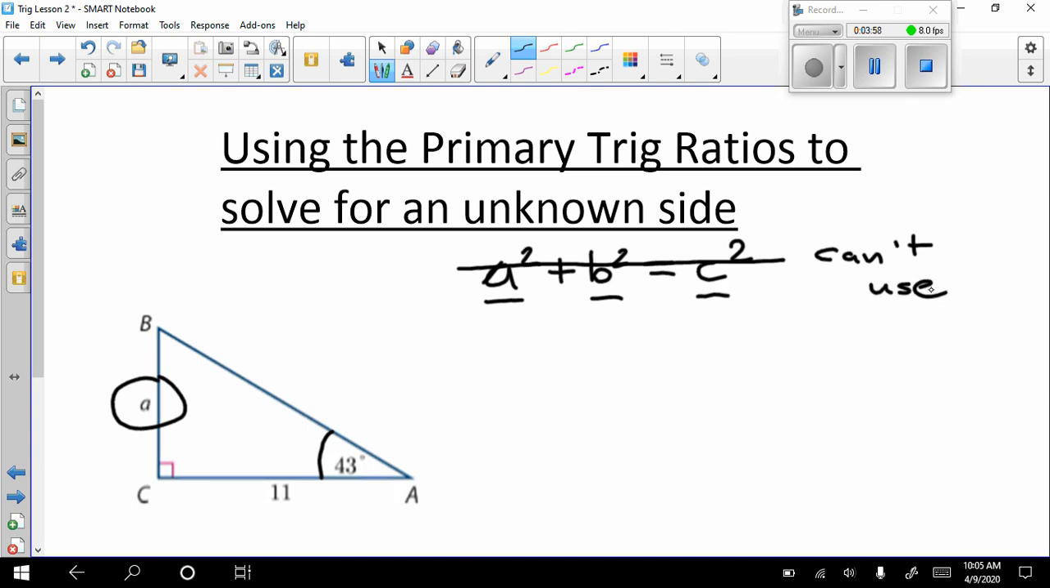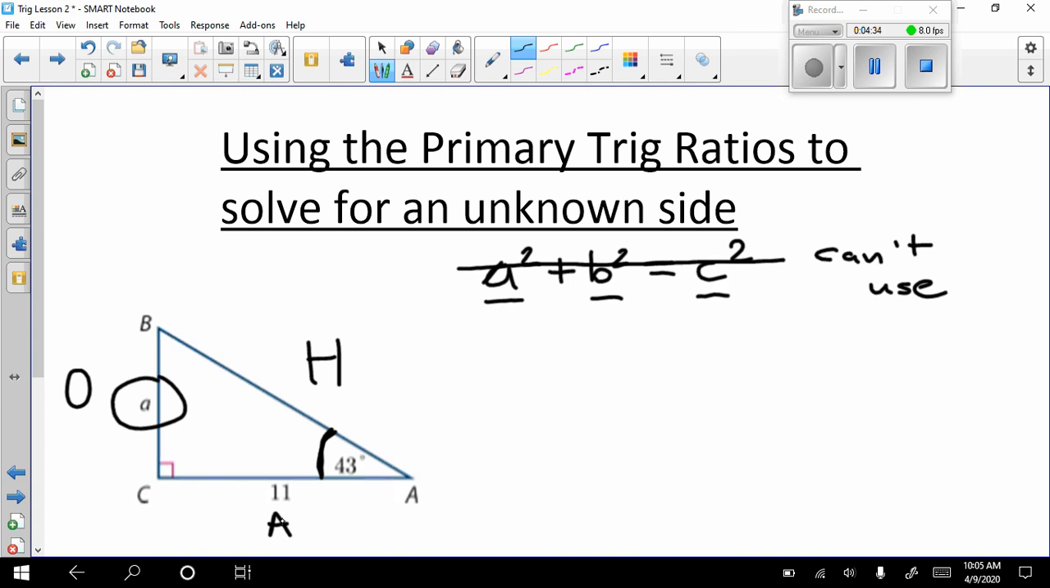Okay, but what we can use are our primary trig ratios. And so let's label the triangle according to the angle 43. So we're going to label it relative to this angle. So side AB, I'm going to label the hypotenuse. It's opposite the right angle, and so it's the hypotenuse. Now, according to 43, my unknown side, which is A, is the opposite side. It's opposite to 43, and the AC is adjacent to the 43.